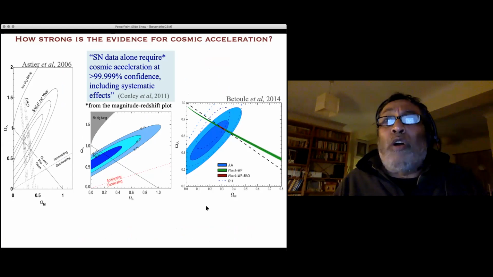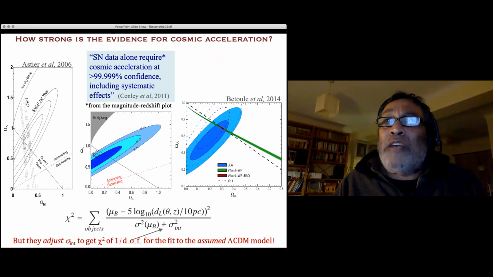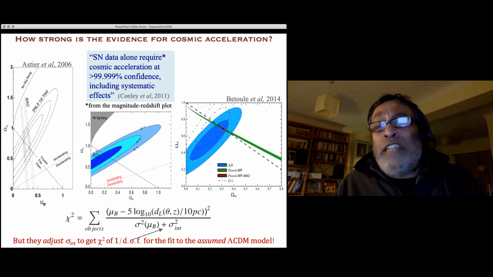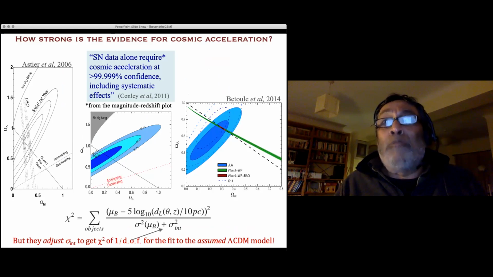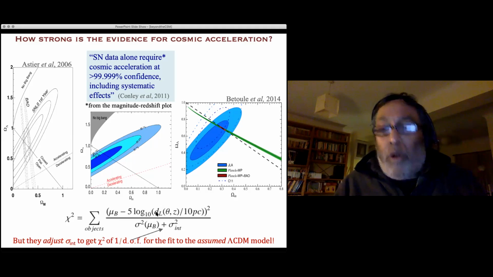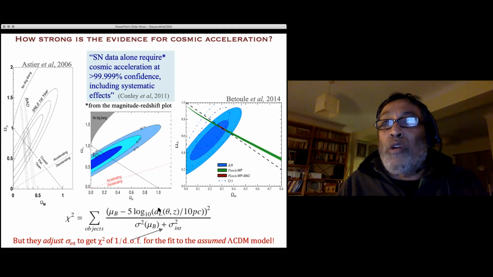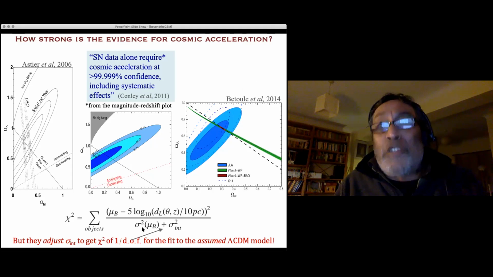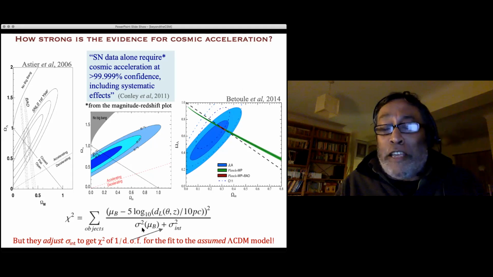When we looked at what they had done, we discovered that they had done something for which, if you did this in your undergraduate lab and I was the demonstrator, I would fail you. Okay. What they did was to take the difference between what they observed and what the model prediction was, which is this quantity, and they square it and they divide it by the square of the uncertainty in the measurement. This part is fine.